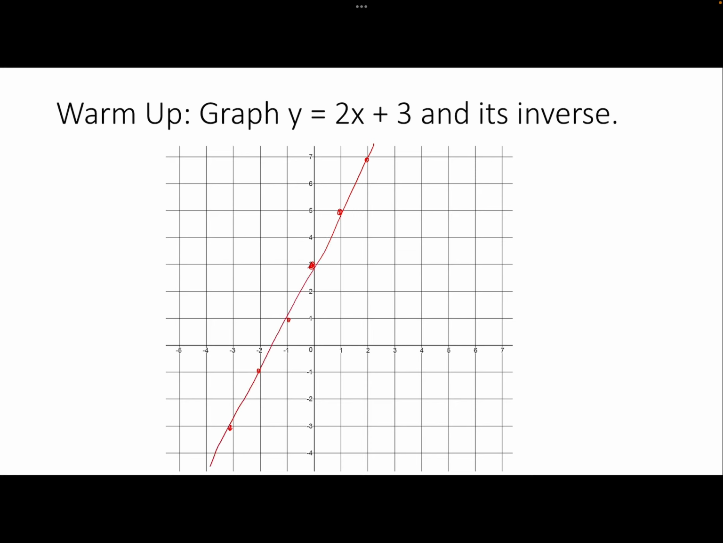To find its inverse, we can simply reverse the points. (0, 3) becomes (3, 0), (1, 5) becomes (5, 1), and (2, 7) becomes (7, 2), and so forth, or go left 2, down 1, left 2, down 1, left 2, down 1. And we can tell these are inverses of each other because they are a reflection across the line y equals x.